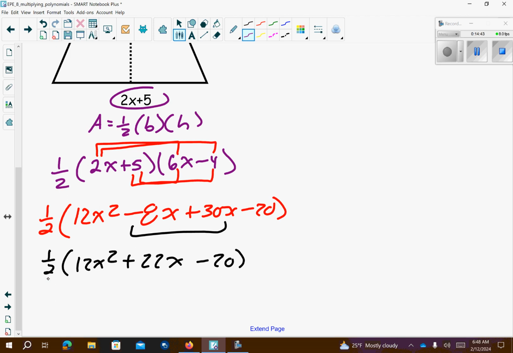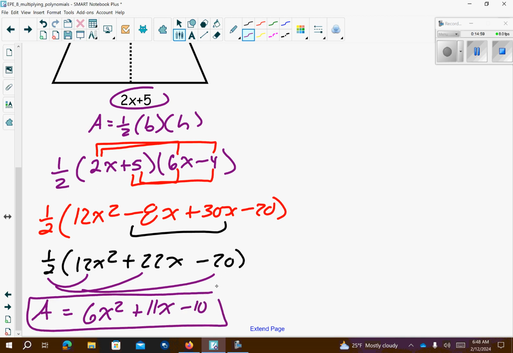So now I want to distribute the half to each of these. So half of 12 is 6, so I get 6x squared. So this is what the area is equal to. Half of 22 is 11, that's positive 11x. Half of negative 20 is negative 10. So that's what our area is represented by polynomials.